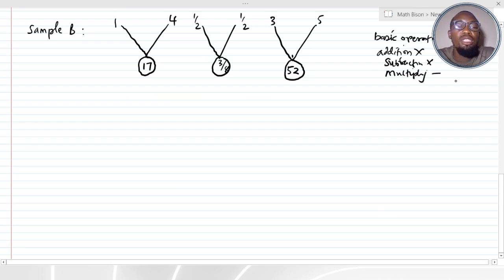Multiply. To multiply in this case, we're going to use 1 times 4, which is 4, not 17. Half times half is 1 over 4, not 3 over 8. 3 times 5 is 15, not 52. This is also not working.